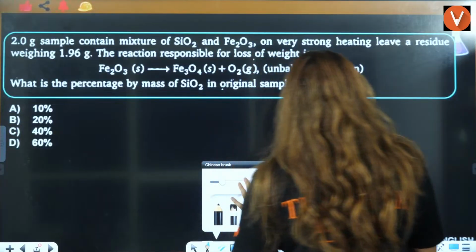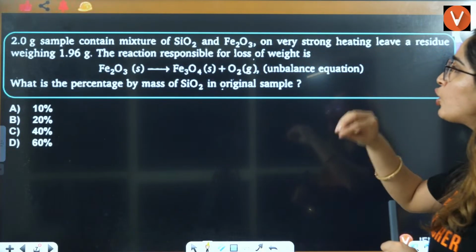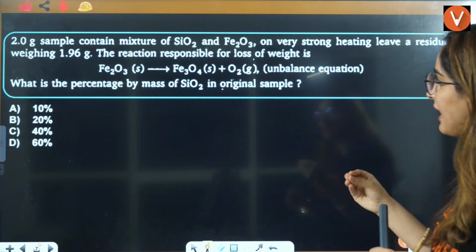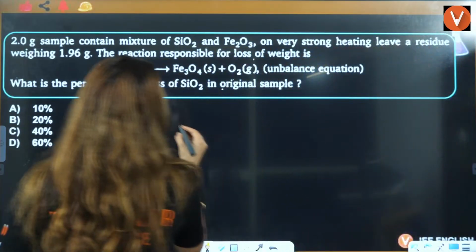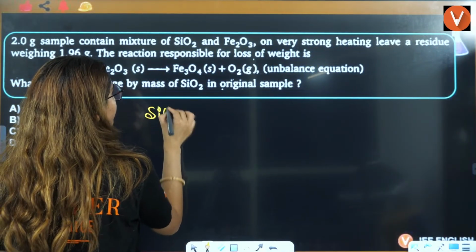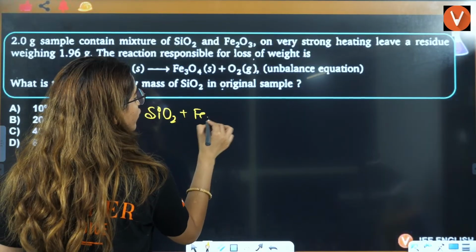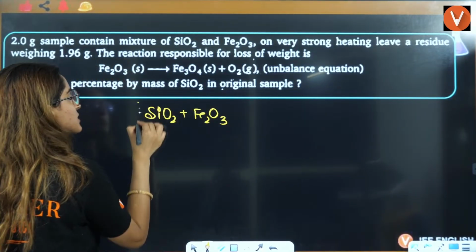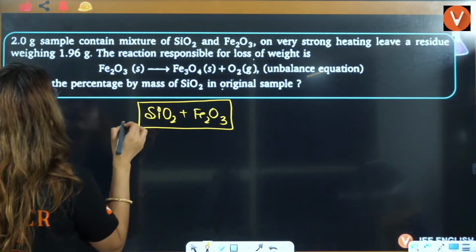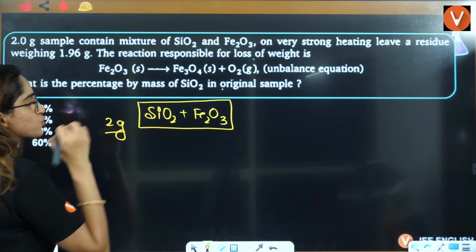Let's say you have a chemical reaction. It is said that 2 gram of sample contains SiO2. They are saying that SiO2 plus Fe2O3 are in some sample. This is the sample, that is 2 grams. This is 2 gram of sample.